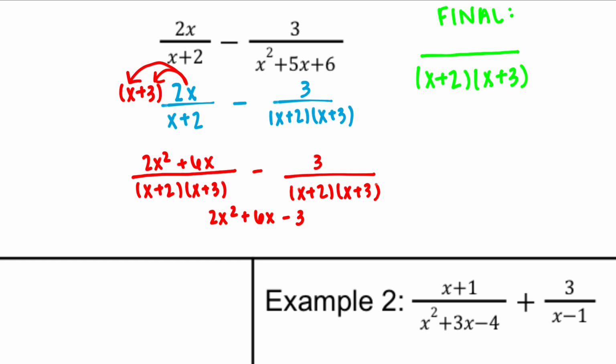Sometimes you're going to have to distribute that negative to multiple things. Over, we bring down x plus 2 times x plus 3. I check to make sure it matches what I wanted in the end with my final, and it does, so this is your final answer.